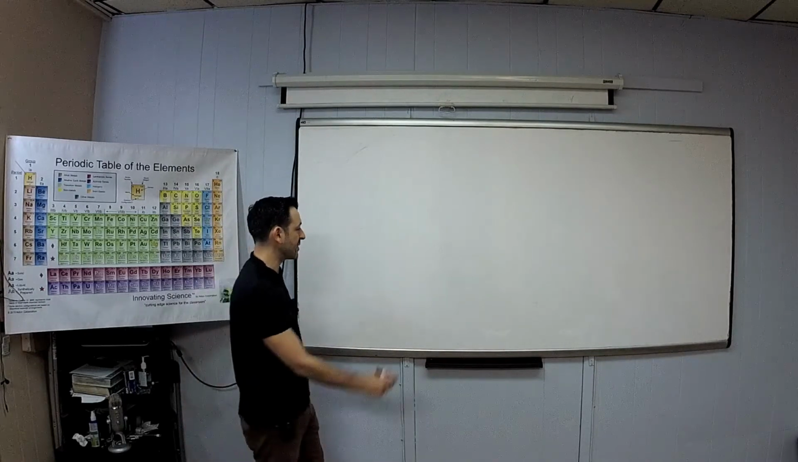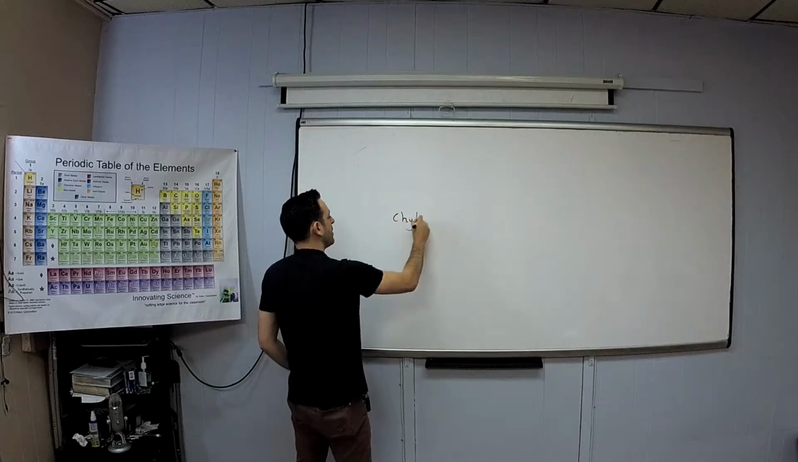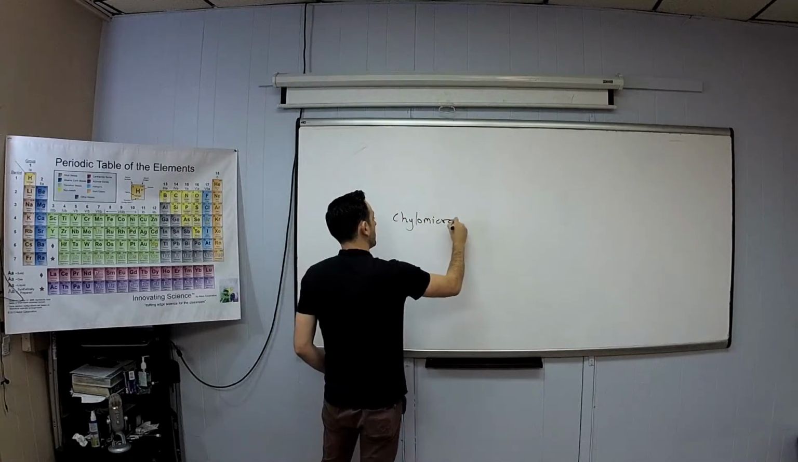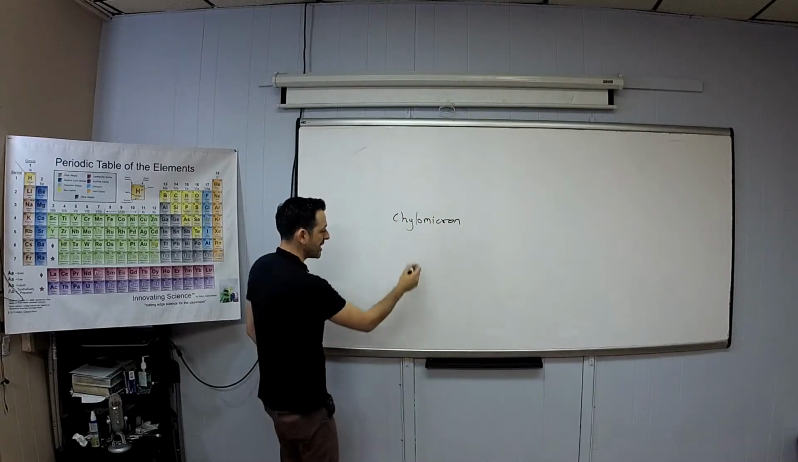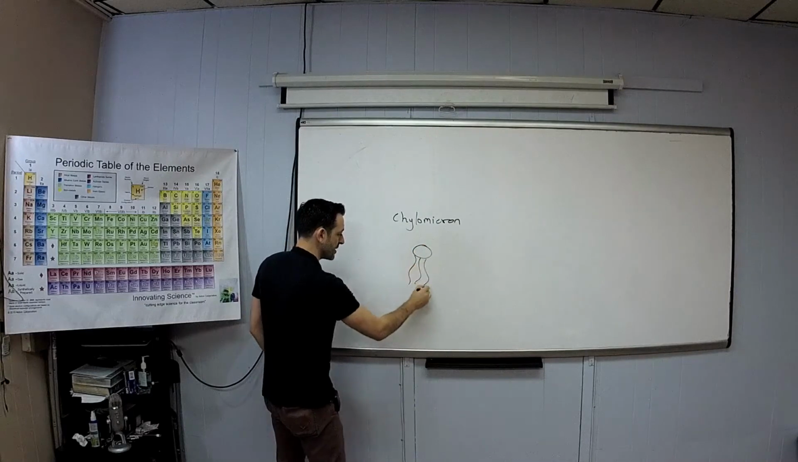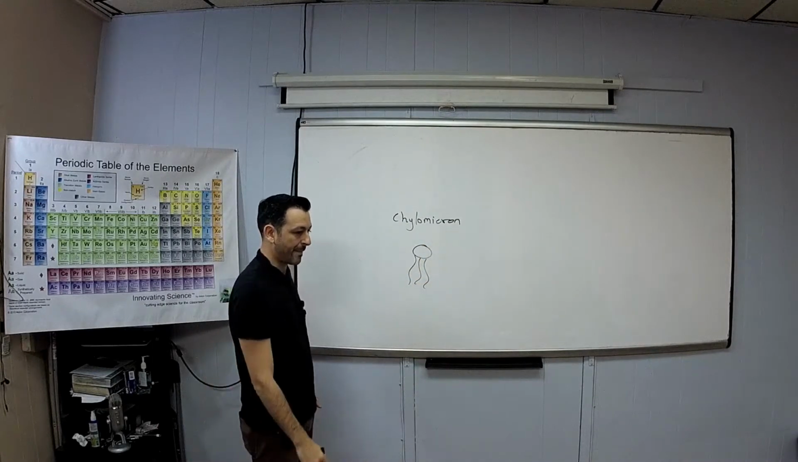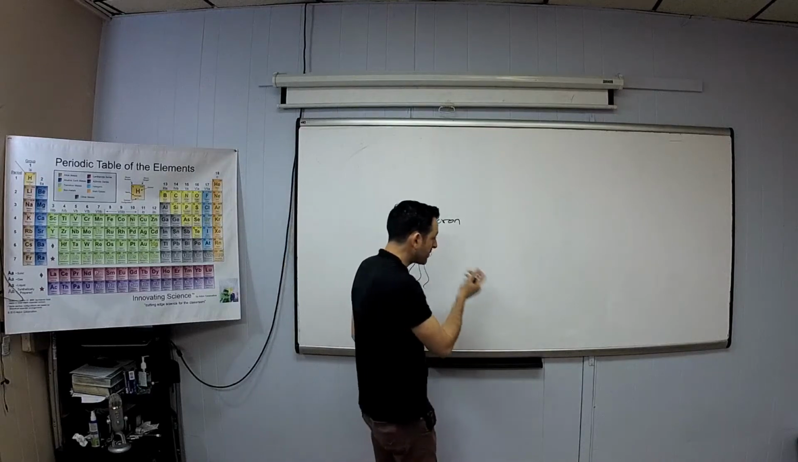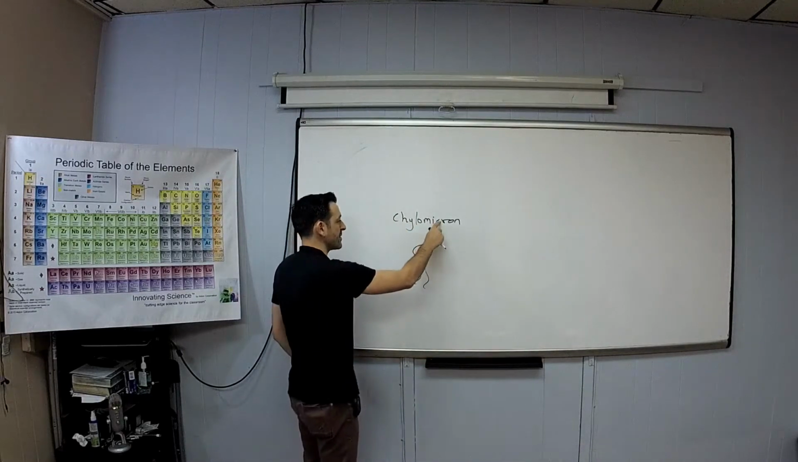Right? So we've got something called a chylomicron, and that is going to carry triglycerides around in the body. Not always. It doesn't always carry triglycerides.